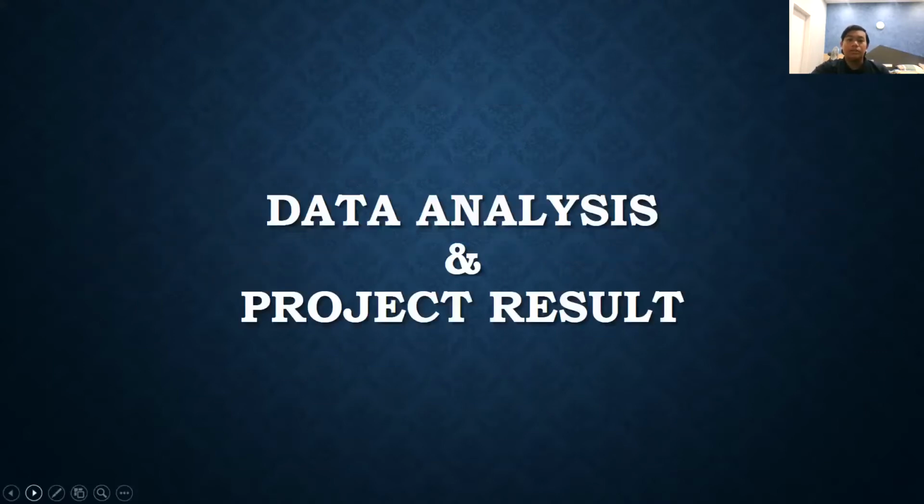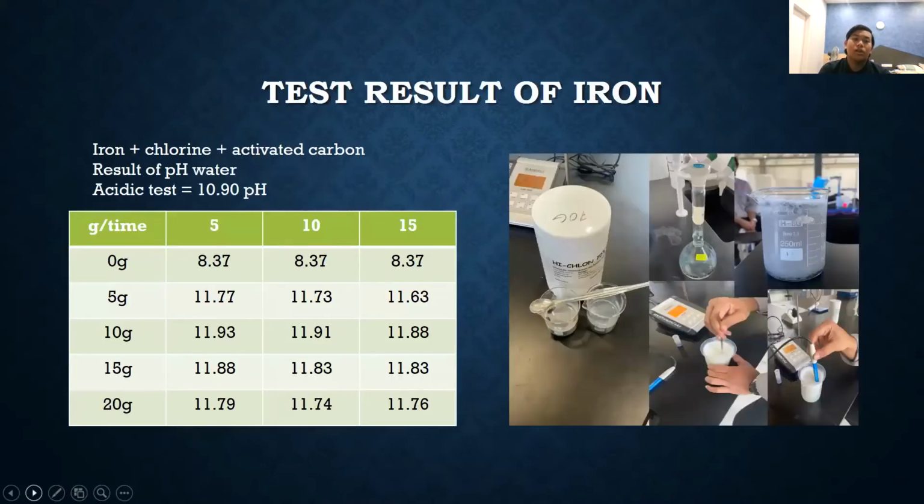Data analysis and project result. So this is the table of result of iron, and the acidic test is 10.19 pH. The pictures are our project result. The first picture is chlorine, the second picture is iron, and the third picture is pH water.